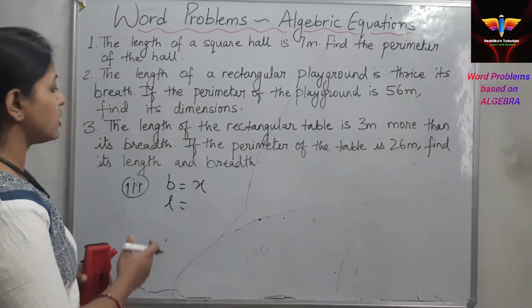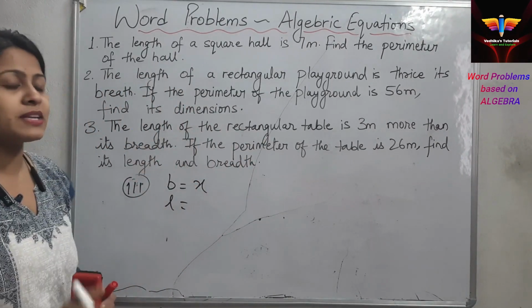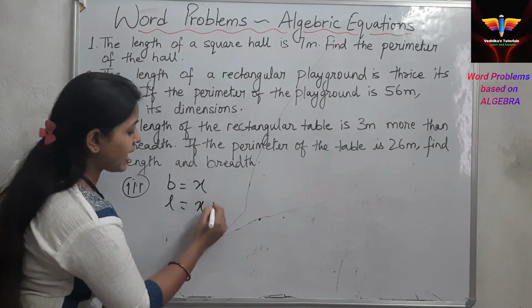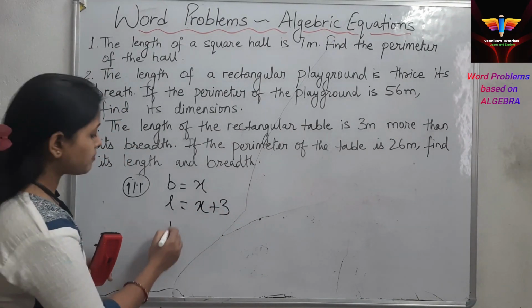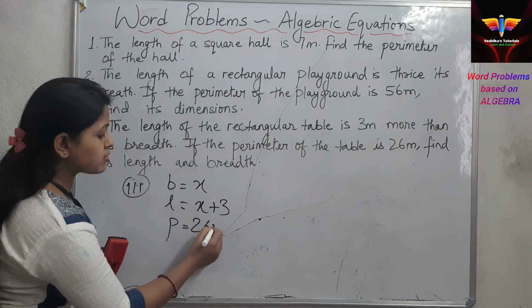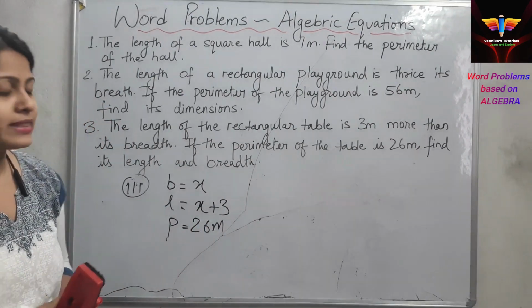Exactly, addition. It is given that the length is 3 meters more than the breadth, so length will be x plus 3. Now again the perimeter is given. Perimeter is equal to 26 meters. Now again we need to find the length and breadth.